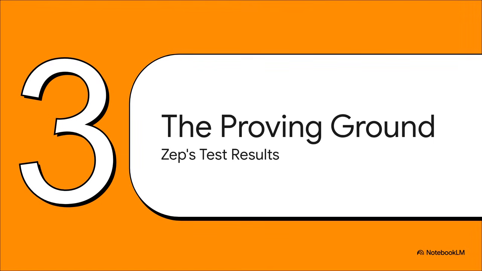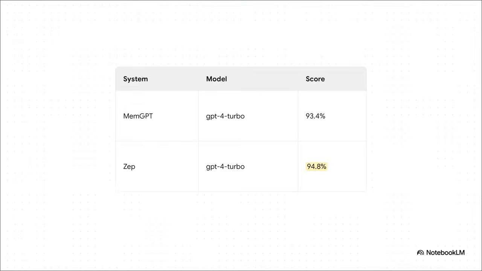Okay, that all sounds fantastic in theory, right? But the real question is, does it actually work? Well, the researchers didn't just talk about it, they put Zep to the test against some of the other leading systems to see how it really performs. So first up, they used the Deep Memory Retrieval Benchmark, DMR for short. This was actually the main test used by the previous champ, a system called MemGPT. And Zep didn't just show up, it came out on top. It scored a 94.8% accuracy, just edging out MemGPT's 93.4%.